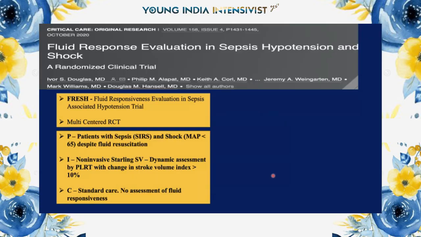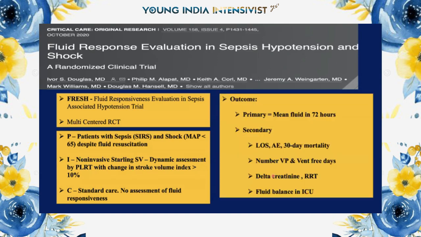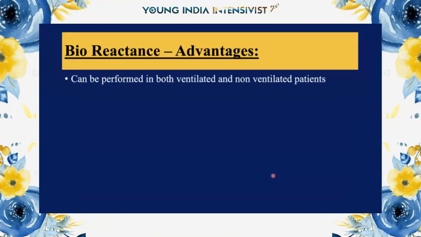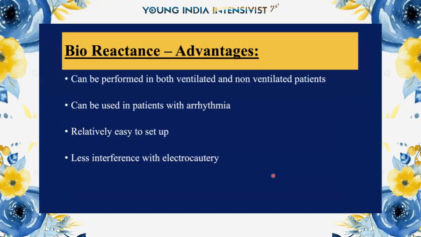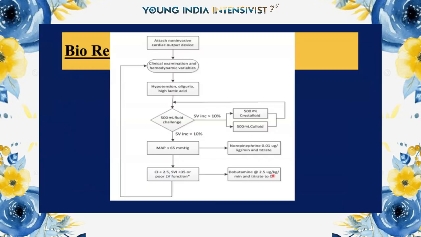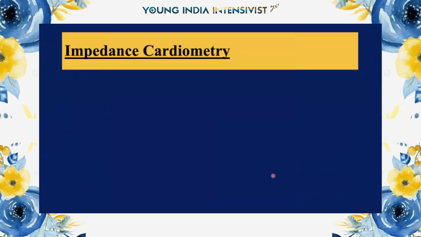So compared to bioimpedance, bioreactance has a decent level of evidence. It can be performed in both ventilator and non-ventilator patients, can be used in patients with arrhythmia, is relatively easy to set up, has less interference with electrocautery, and can be used in the ER, OR, and ICU. This is one of the very few algorithms used in bioreactance.